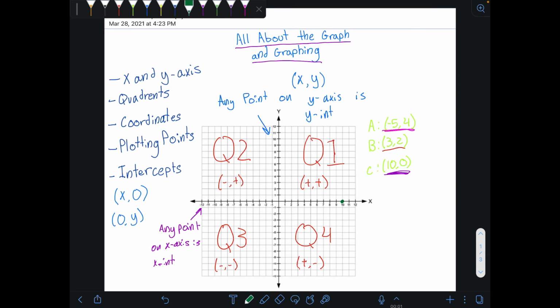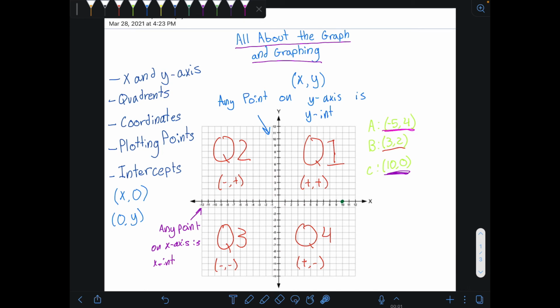And for y-intercepts, it would be very similar. Any point on the y-axis. So it would be 0 for x, but y would be any value on the y-axis. So basically any point plotted anywhere along the axes would be a y or x intercept, depending on what axis it's on.